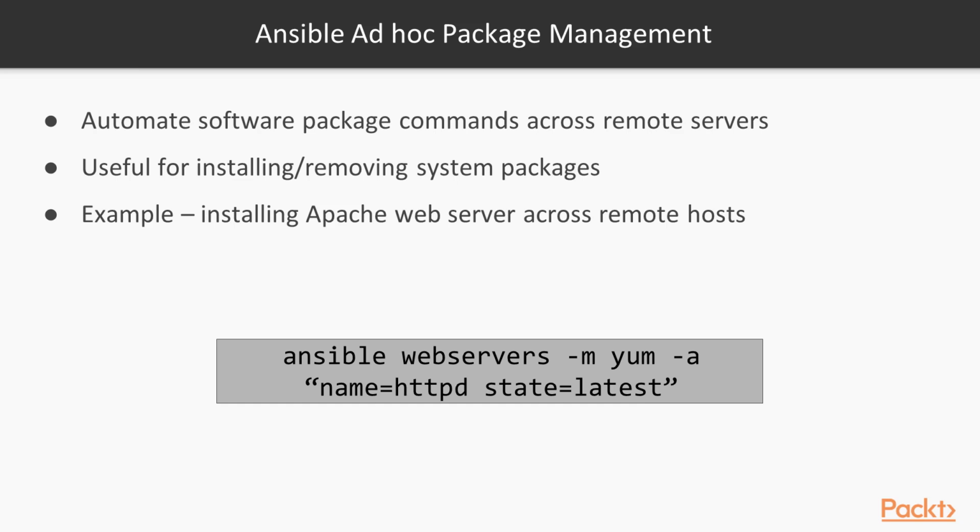So for this example, we're going to install the latest version of the Apache web server across all of our web server hosts. Now, we can't necessarily call them web servers without a web server installed. So this should take care of it for us. Let's walk through the command.